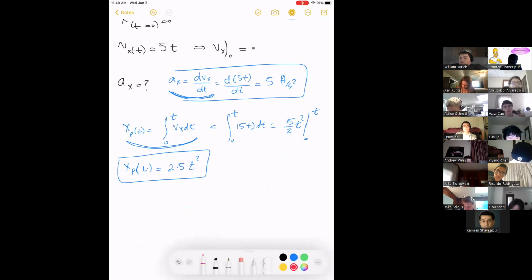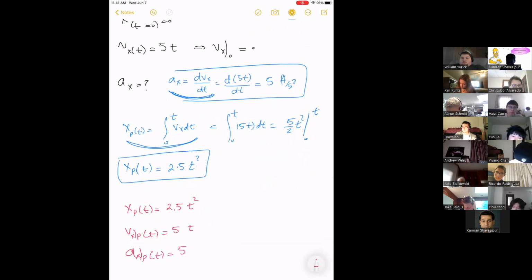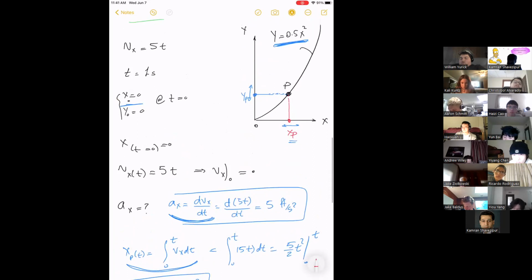So I'm going to summarize this. I know x of p as a function of t is 2.5 t squared. Vx of p as a function of time is 5t, and ax of p as a function of time, of course, is constant. Now, how am I going to do the same thing for y, because it doesn't give us much about y, except this guy.